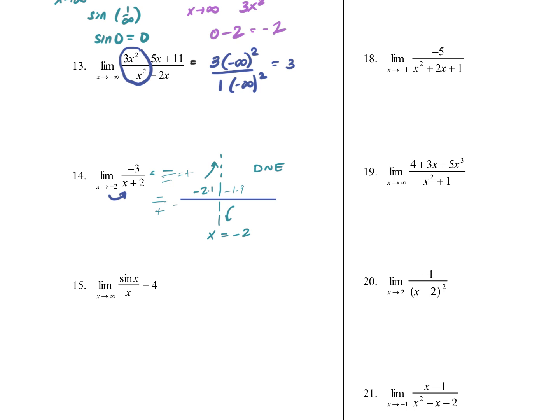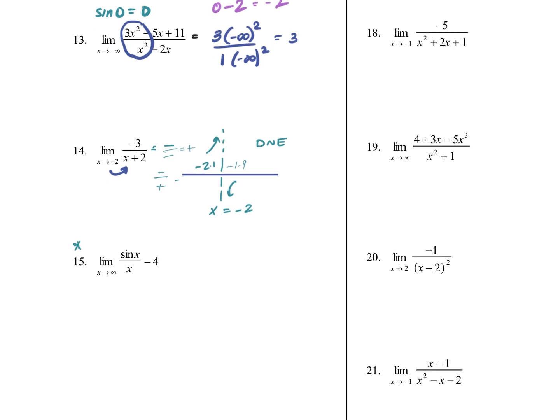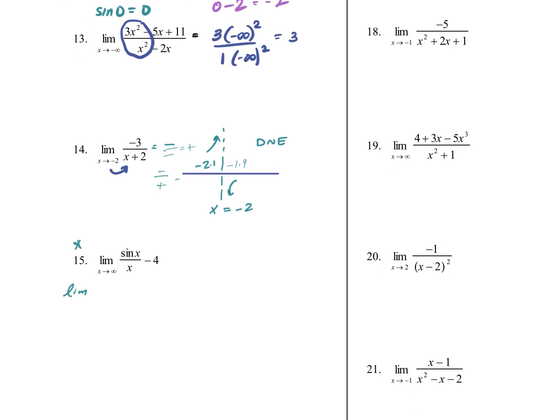Number 15 is getting a lot of questions here. There's a big difference between the limit as x goes to 0 of sine x over x. That is 1, okay? It's 1 not because anything cancels out, because when we graphed this, it looked like this. So that's why that is that. It is not the same as what's given here: the limit as x goes to infinity of sine x over x.